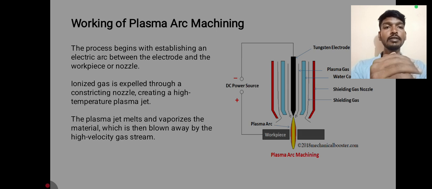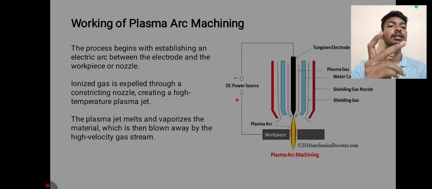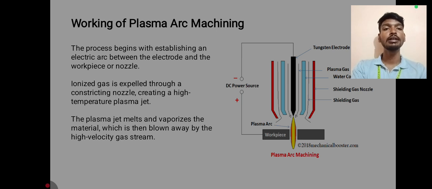The process begins with establishing an electric arc between the electrode and the workpiece. The negative source is connected to the tungsten electrode and the positive source is connected to the workpiece. Ionized gas is expelled through a constricting nozzle, which creates a high temperature plasma jet. The plasma jet melts and vaporizes the material, which is then blown away by the high velocity gas stream.